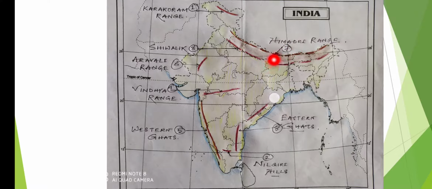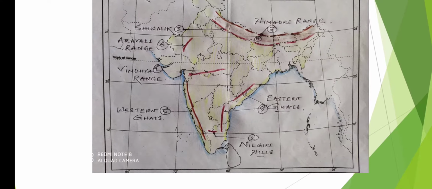So here is an arrow to show this Himadri range. This range is the Himadri range, which I am showing with the red dot. So mark it properly. And the last one, the question is: the mountain range which lies parallel to the Bay of Bengal is the Eastern Ghat.